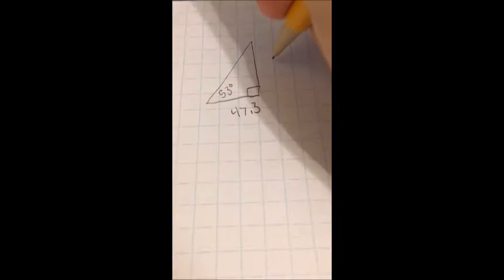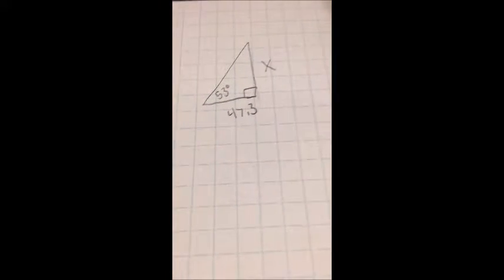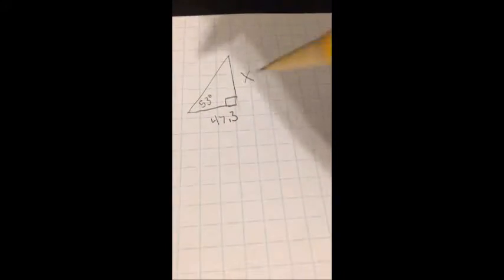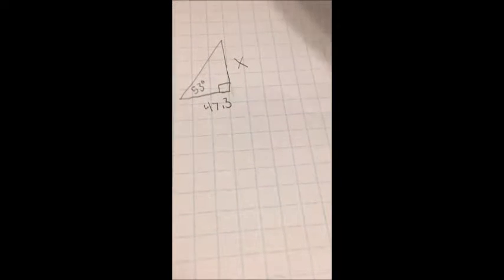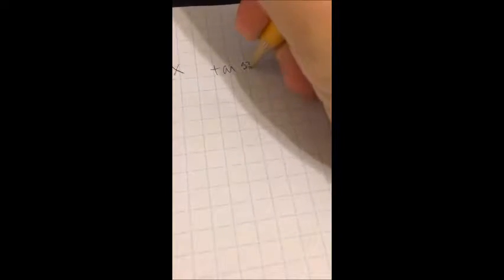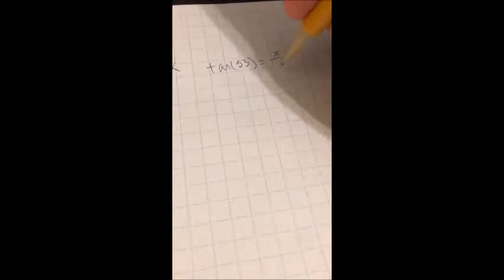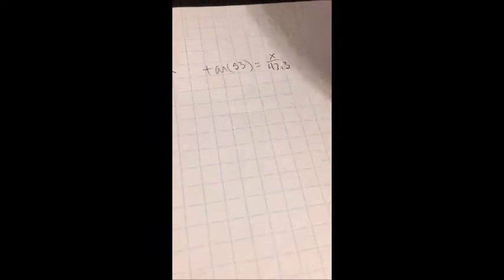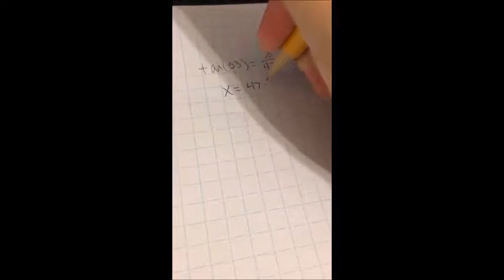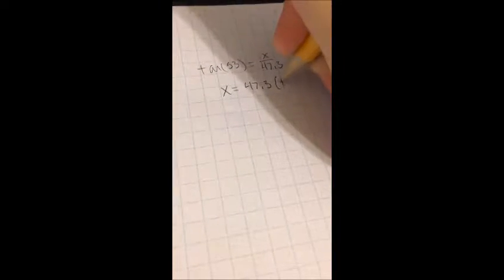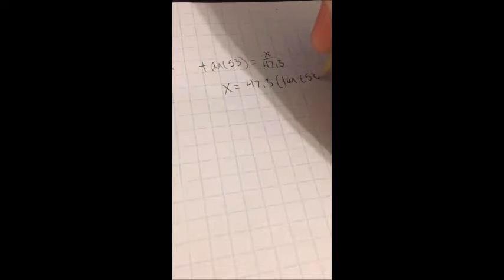Because it's asking for the height of the farmer's silo, we'll use x for that side. And then we know to use tangent because we have the opposite and the adjacent values. So you would write it out like tangent of 53 equals opposite, which is x, over 47.3. And then you would solve, and that would end up giving you x equals 47.3 times tangent of 53.